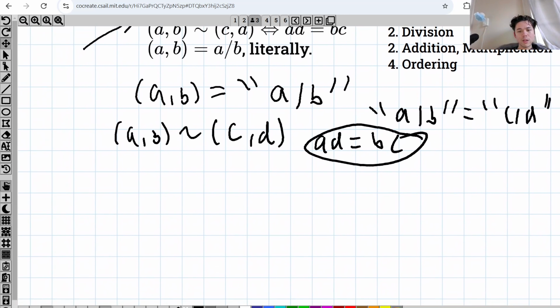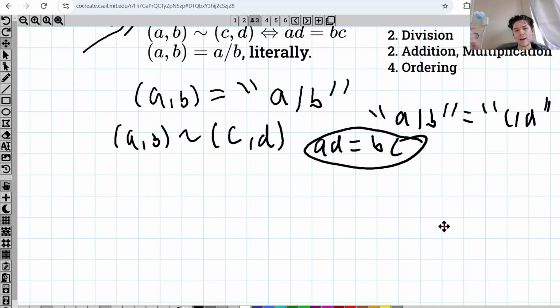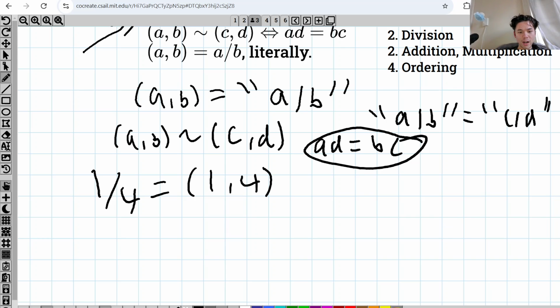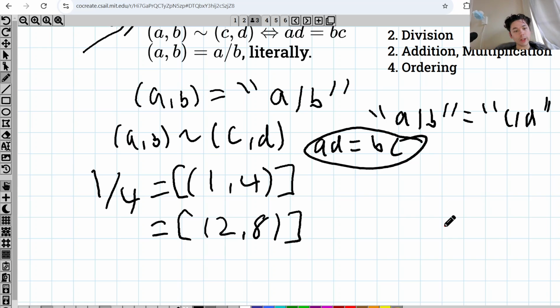Now, at this point, we have like -1, -2, -3, but we want stuff like fractions. And so how do we get something like 1/4? What is this equal to? Well, this is equal to 1 comma 4, with the little square brackets to denote the equivalence class, which is also itself equal to 2 comma 8, using the relations above in this equivalence relation.